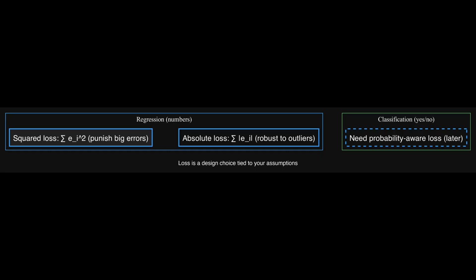But squared error is not the only honest loss. If you care about being robust to outliers, absolute loss can be better because it doesn't explode for a few bad points. And if the output is not a number but a yes or no label, squared error is awkward. Then you want a loss that matches probabilities. The loss is not a law of nature. It encodes what mistakes matter.